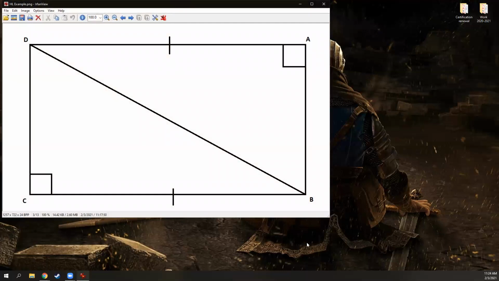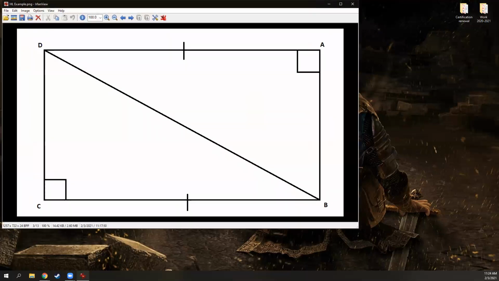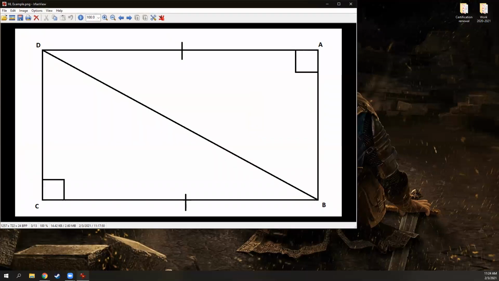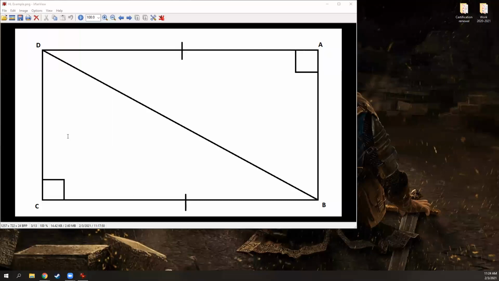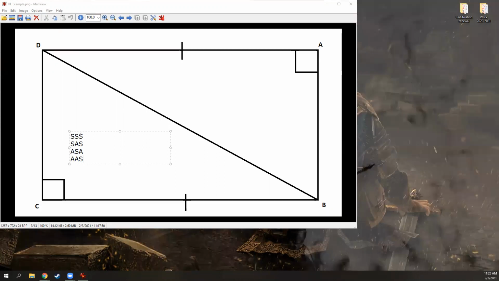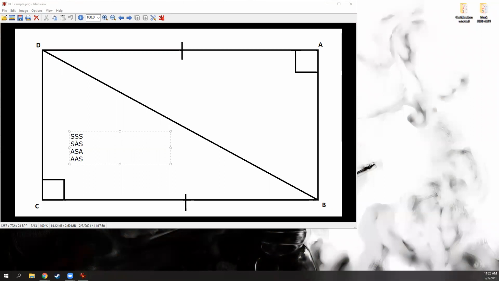So last week we had the four criteria for basically saying this triangle is equal to that triangle. We had SSS, or side, side, side. We had SAS, side, angle, side. We had ASA, angle, side, angle, when the side you know is between two angles you know. And AAS, when you have two angles and a side, and the side isn't between the two angles. There are five. These are the first four, and the last one is HL.